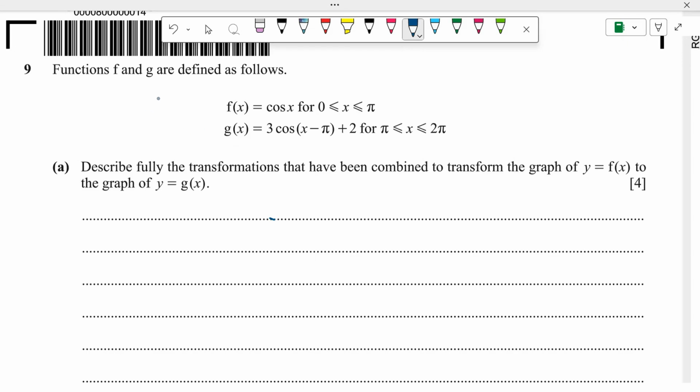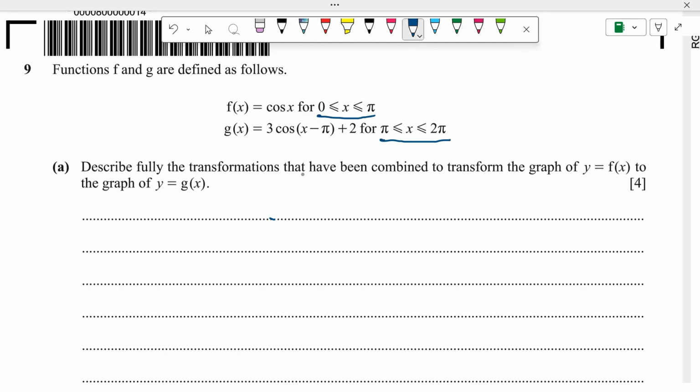Question number 9. Functions f and g are defined as follows. f of x equals cos of x for x less than or equal to pi and greater than or equal to 0. g of x equals 3 cos of (x minus pi) plus 2 for x less than or equal to 2 pi and greater than or equal to pi. So this is the domain for g of x and this is the domain for f of x.